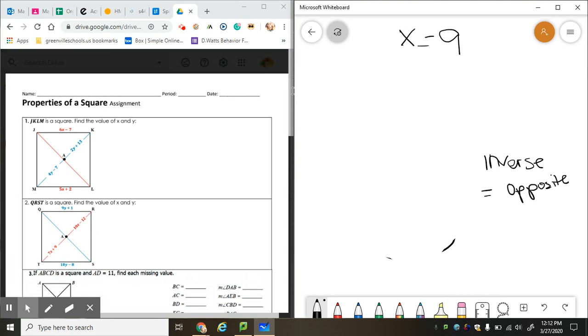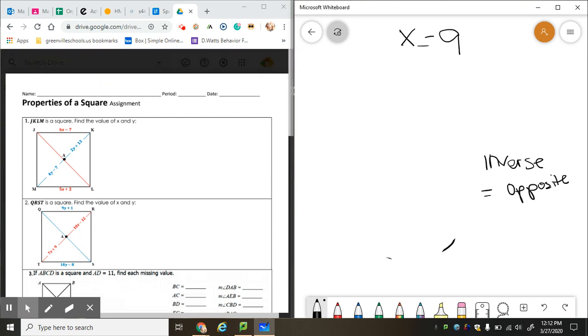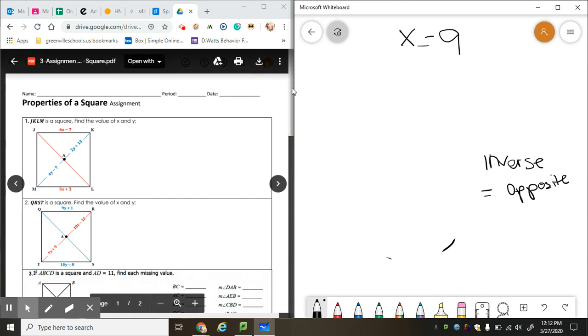That's a very key thing you're going to want to remember for your tests and for the final exam for geometry. Mia, stop barking. My dog is barking. I'm going to fill out the equation again: 4y minus 7 is equal to 2y plus 13.